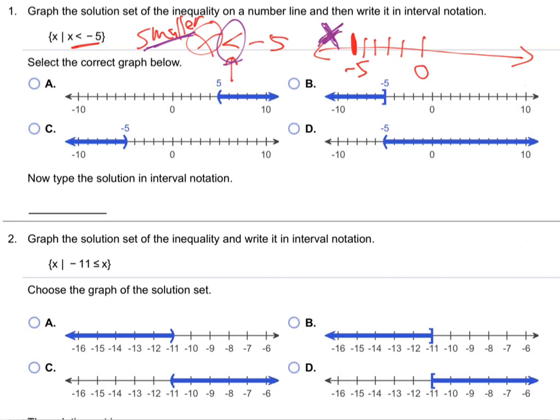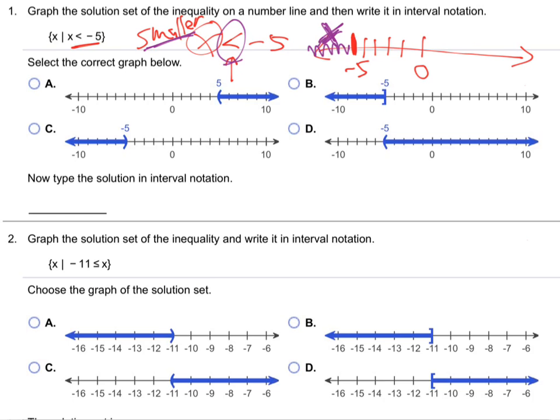Y'all with me? Which means our shading, we always shade where X is. Our shading is to the left of -5. Is that making sense? So which answer is right? A, B, C, or there's also the bracket and parenthesis. Have we talked about that before? No. Okay, wait, let's talk about that.